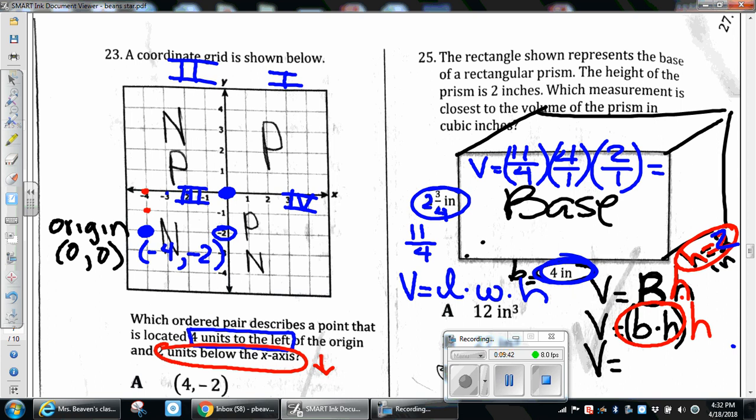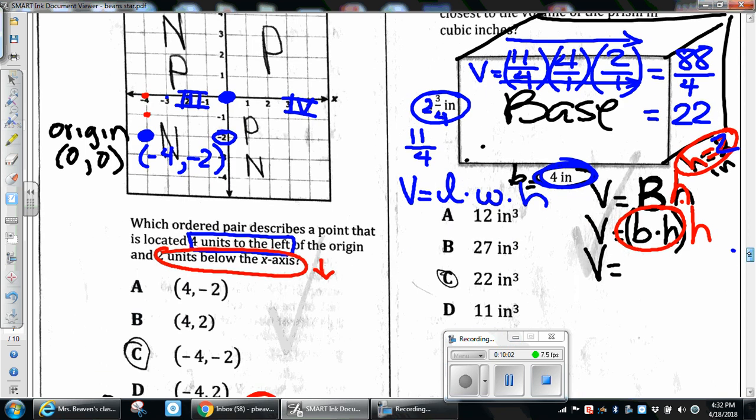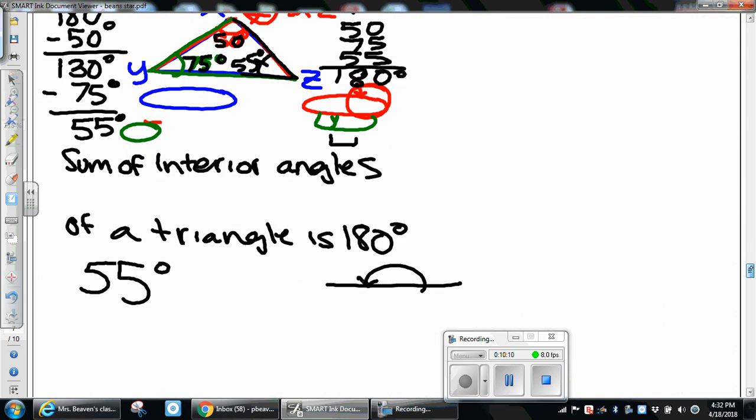So let's see what we get when we multiply fractions. We're just going to go straight across. All the numerators: 11 times 4 is 44, times 2 is 88. And then the denominator: 4 times 1 times 1 is 4. And 88 divided by 4 is 22. That will be the answer. Now, we're talking about volume, so the units are very important, and that will be in cubic inches. We got that one here. You got that one right, so good one.